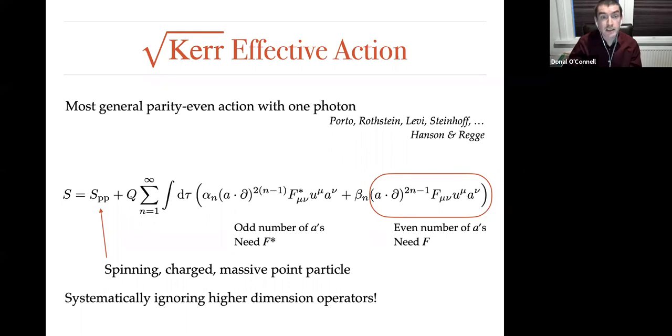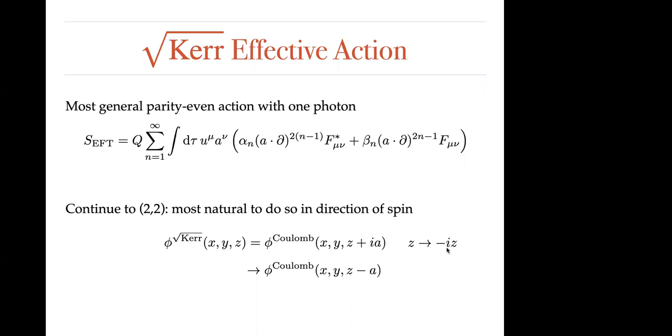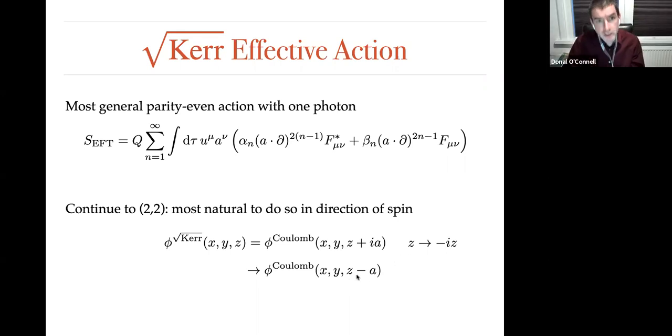So I'll systematically neglect higher dimension operators in this talk, and I will from time to time just reorder that basis. Okay, so here's the effective action. Now I'm going to continue into space-time of 2-2 signature. It's very natural to do that in the direction of the spin, right? To do the analytic continuation in the direction of the spin, just because of this plus IA here in the Newman-Janis shift. So if we set Z to minus IZ, and we continue like that, then this just becomes a normal translation. So you don't have to do this, but it's very natural and it has some nice consequences.